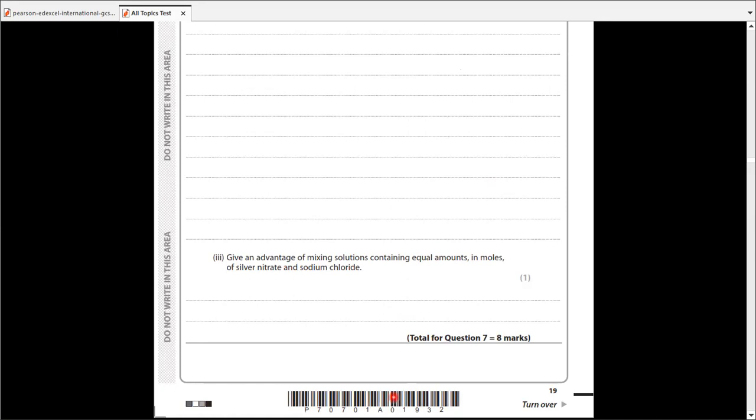Okay. So the next question is, give an advantage of mixing solutions containing equal amounts in moles of silver nitrate and sodium chloride. None of the solutions are wasted. Would that be an advantage? Yeah, perfect. That's correct. None of the solutions are wasted as a residue on the filter paper would be a much better answer.